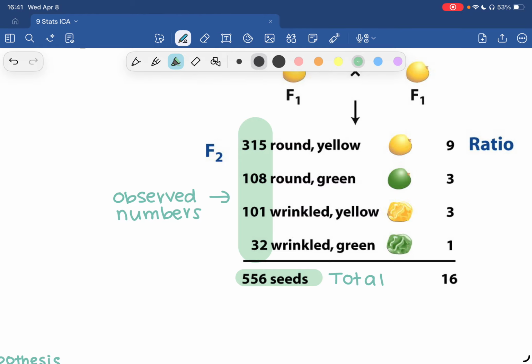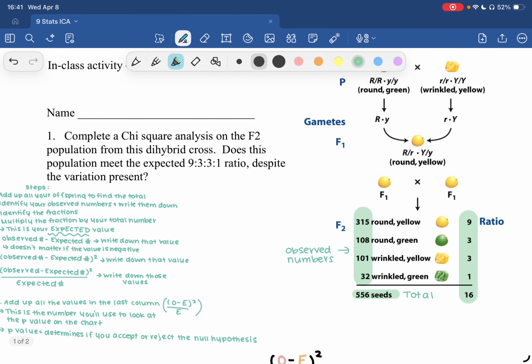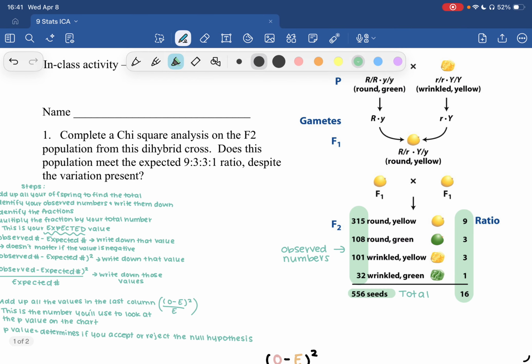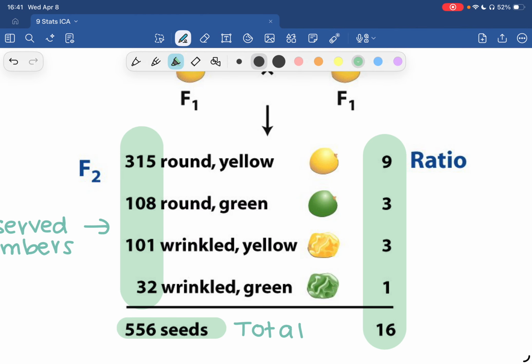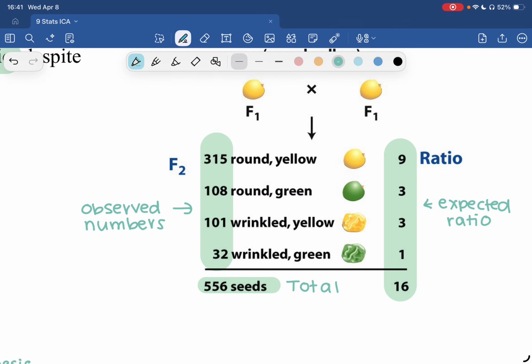and then here on the right hand side you have your ratio. With this, you're not always going to be given a ratio. In this instance you were, because in this little blurb up here it said, does the population meet the expected 9 to 3 to 3 to 1 ratio, but again, you're not always going to be given which one's 9, which one's 3, which one's 1. So a quick way of figuring that out, I'll write here, this is the expected ratio. Again, it may not always be given.